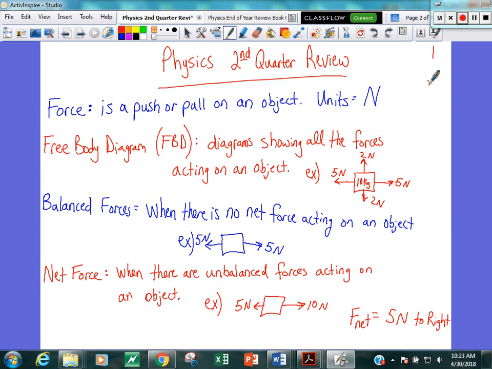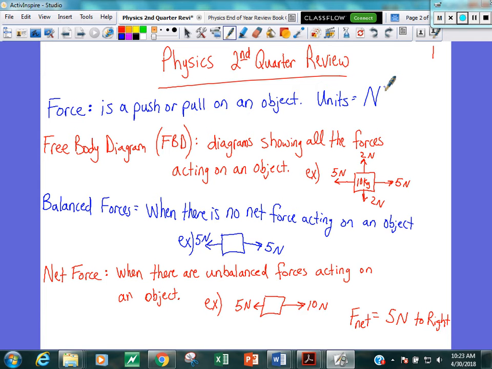Second quarter was all about forces. So a force, as it says here, is a push or a pull on an object. It's that simple. It's a push or a pull. It's measured in these units we call newtons, in honor of Isaac Newton. And it's given the symbol capital N. So every force we talk about, the units are in newtons.